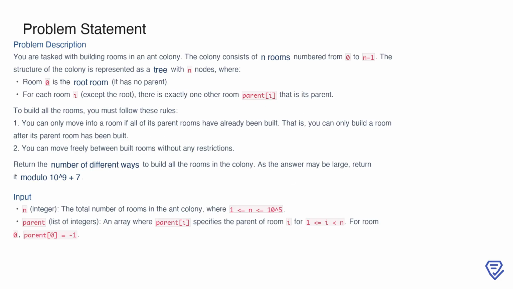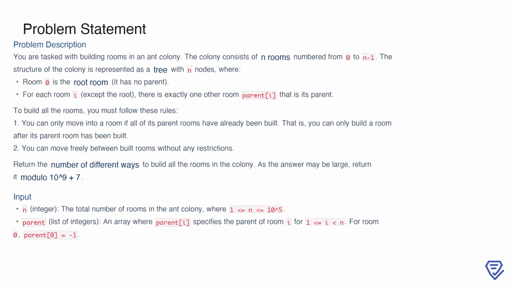In this problem, we are tasked with determining the number of ways to build rooms in an ant colony. The colony consists of n rooms, numbered from 0 to n-1, and the structure is represented as a tree. Room 0 serves as the root of the tree, meaning it has no parent. Every other room, except the root, has exactly one parent room, which is specified in the given array called parent.